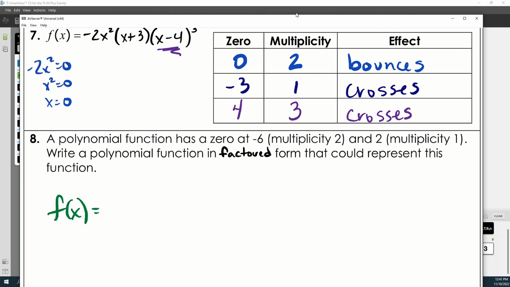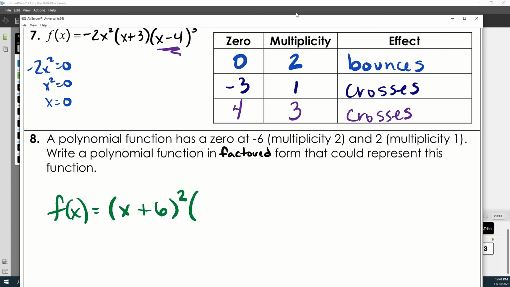So for a 0 of -6, I know I have to have a factor with an x in it. So for -6, what would I do to x? Good. And then if the multiplicity is 2, what do I do? Squared. Nice. You guys are so smart.